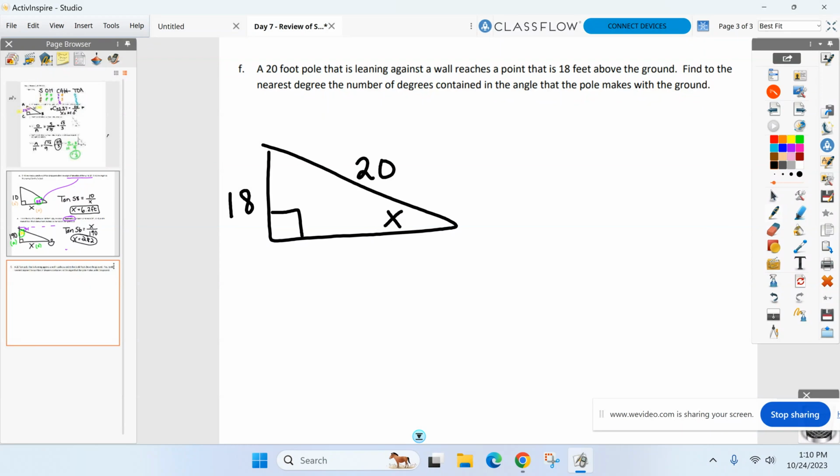All right, so this is the first time I've had you find an angle. Usually we're finding a side. Rules don't change. I'm still going to go from this angle I'm finding. Tell me what 18 and 20 are now from that angle.